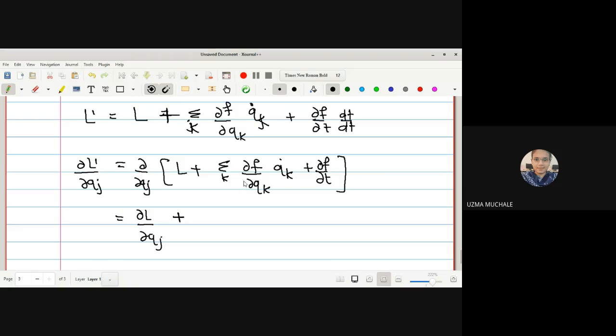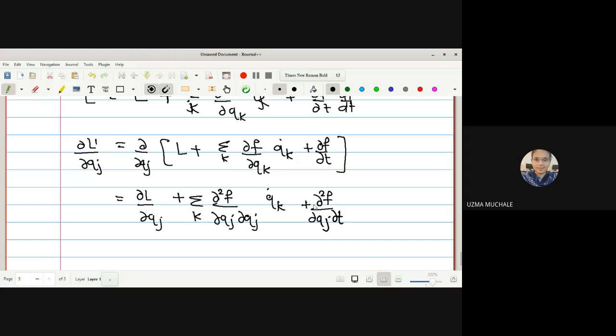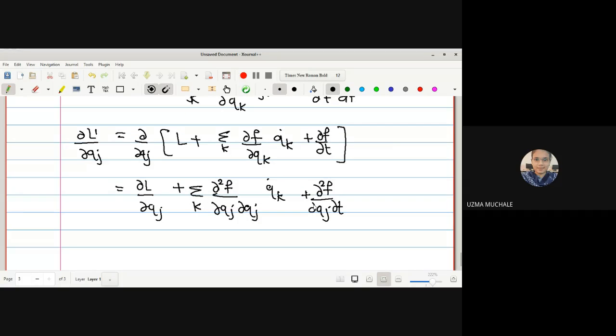Plus, what is the second term? If you are going to differentiate with respect to qj, it will be summation over k, dou 2f by dou qj dou qk into qk dot as it is, plus this will be also dou 2f by dou qj dou t as it is. Correct? Now, this is what your equation 1.